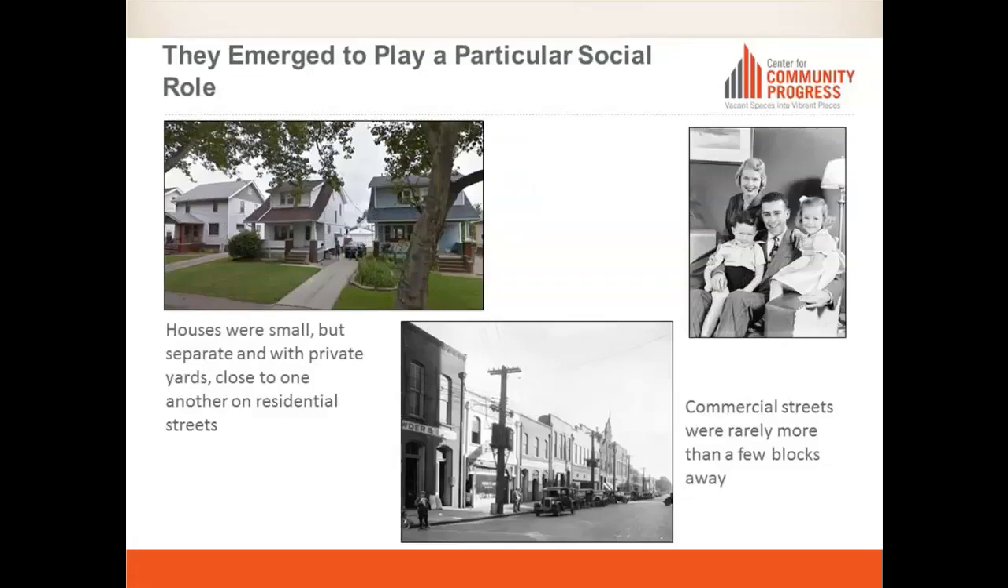And they came to play a particular social role in an era before the automobile, when people tended to get around mostly on foot or in streetcars or similar things. They were compact neighborhoods. They had individual houses, typically, with private yards, but very close to one another, and with commercial streets rarely more than a few blocks away where people could buy their groceries, their necessities, their clothing, as well as where the men, and these were almost invariably men, could converge on the taverns after a hard day at the factory. In many cases, the factories where people worked were within walking distance of the neighborhoods.